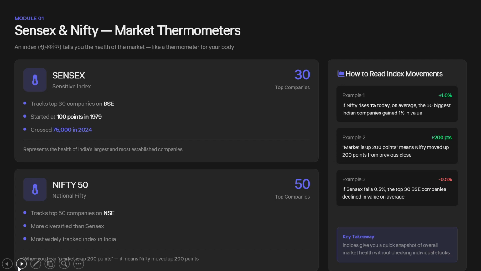The Sensex started at 100 points in 1979. In 2024, it crossed 75,000. That is the power of long-term investing in Indian companies. Here is the simplest way to understand it. If Nifty rises 1% today, on average, the 50 biggest Indian companies gained 1% in value. That is it. When you hear the market is up 200 points today, it means Nifty moved up 200 points.